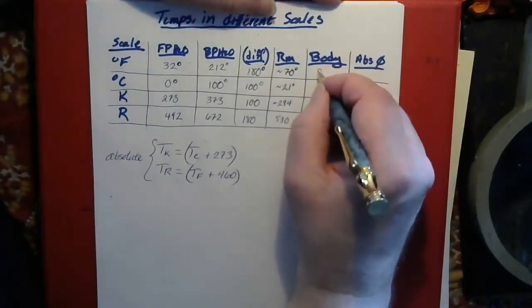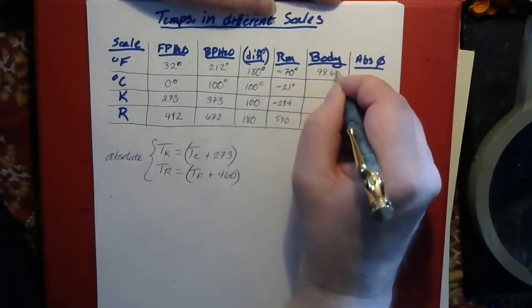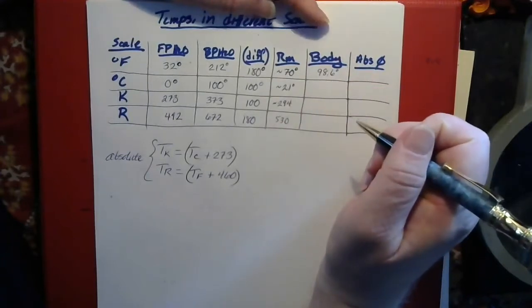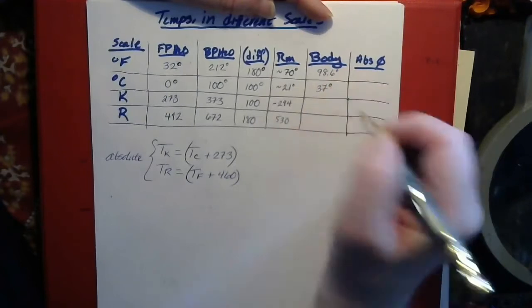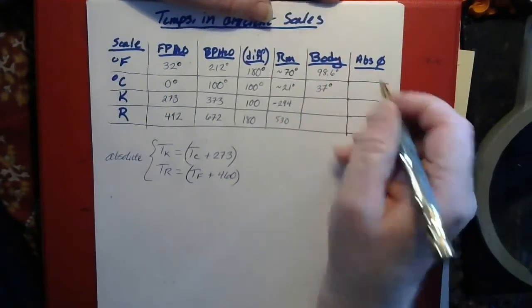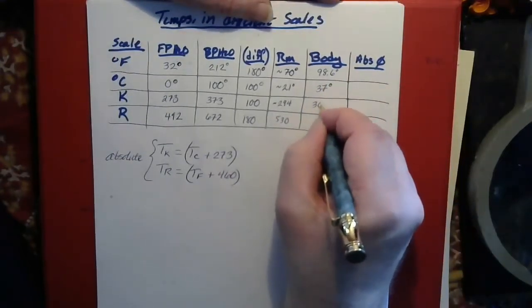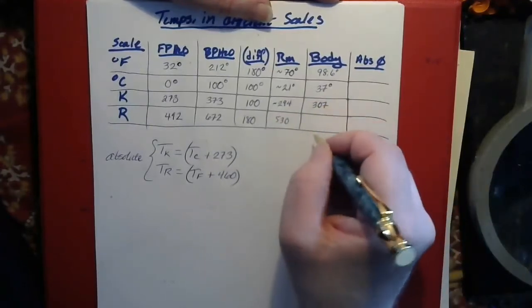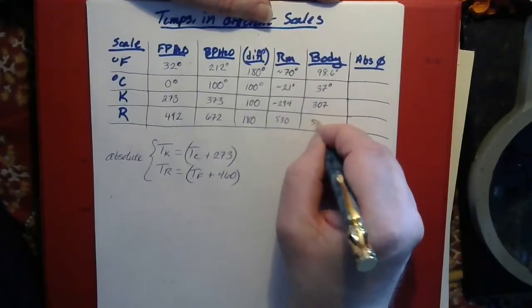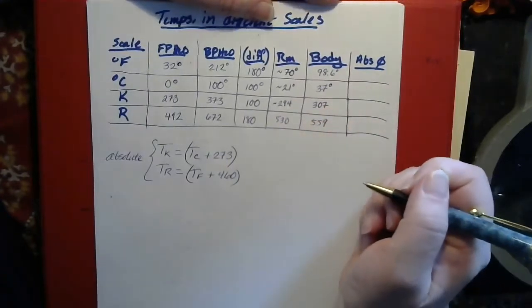The human body temperature, in Fahrenheit, averages 98.6 degrees Fahrenheit. In Celsius, that works out to 37 degrees. And in Kelvin, 37 plus 273 is 307. And in Rankine, it's 559.